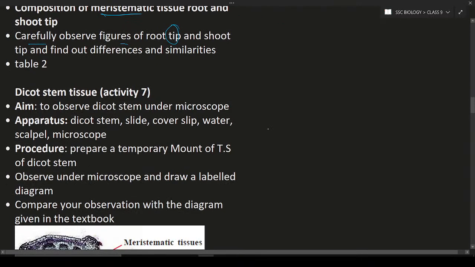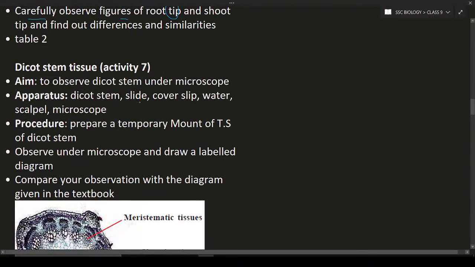The activity 7, that is Dicot stem tissue. Here we have to discuss about observation. First one is the aim. Our aim of this experiment is to observe Dicot stem. So first of all we have to discuss about what is dicot and what is monocot.